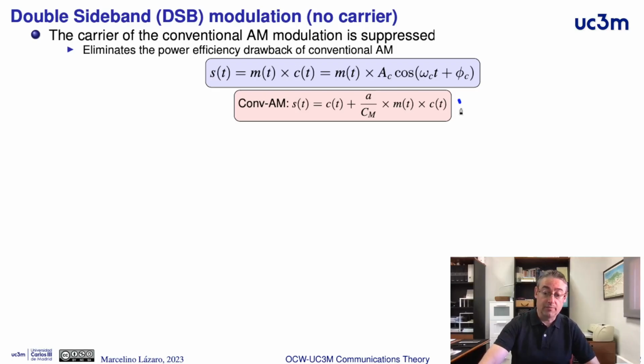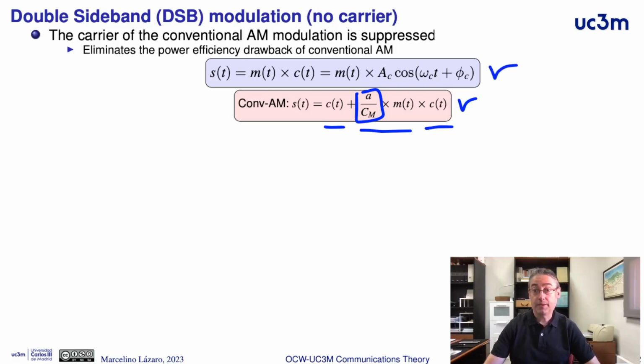In a conventional amplitude modulation, we have the carrier plus a scaled version of the modulating signal times the carrier. The scaling factor is the modulation index divided by the range of the modulating signal m of t. Now, in a double sideband modulation, we only have the product between the modulating signal m of t and the carrier, a much simpler expression.